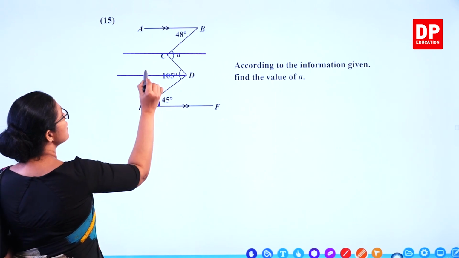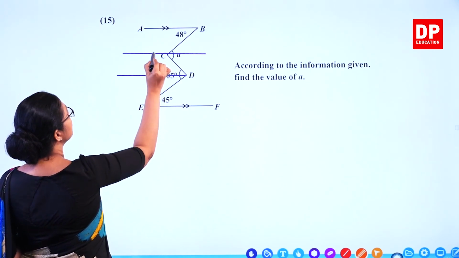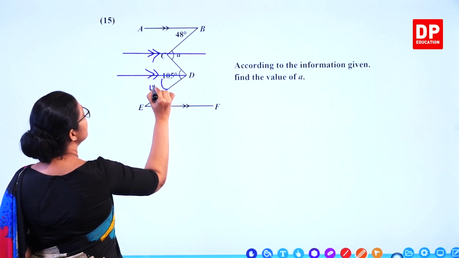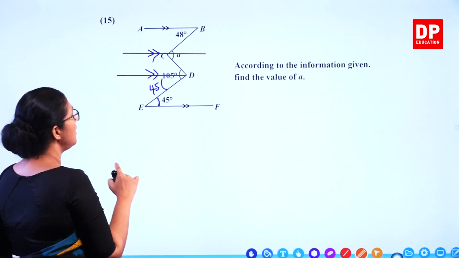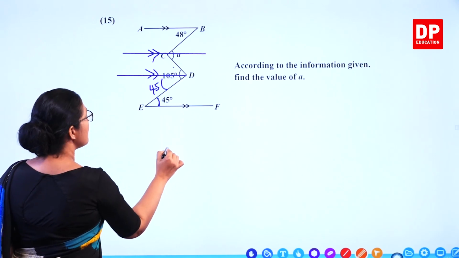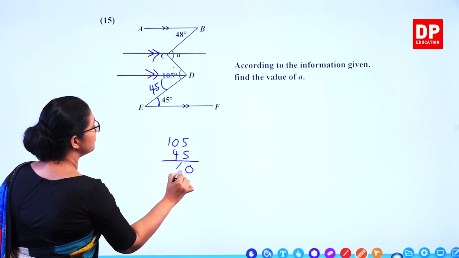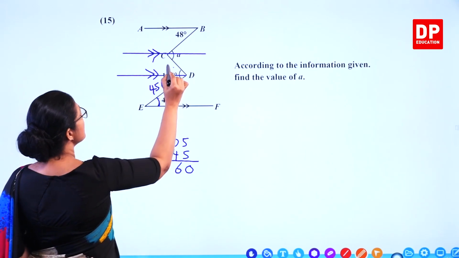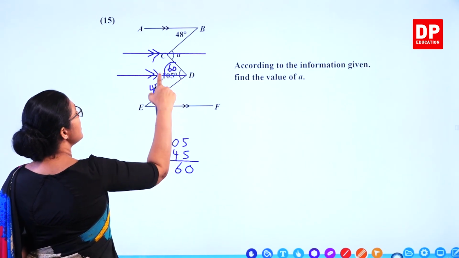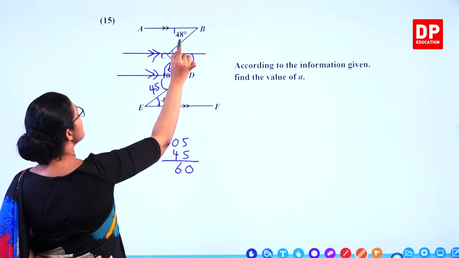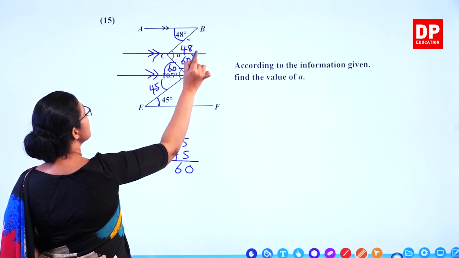If this is 45, now these are parallel lines. If this is 45, this is 45. Then what is this angle? 105 minus 45. 60 degrees. This is 60. That is 60 means this part is 60. And this is 48 means this is 48. Now what is A?